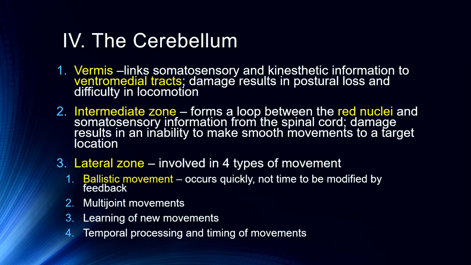Multi-joint movements, so, grasping things, your hands, that sort of thing. Learning of new movements. We'll get into that when we start talking about implicit memory. And then finally, temporal processing and timing of movements. So trying to catch a moving ball, for example, requires a great deal of temporal processing and timing of movements to make sure that you catch that at the right moment. So that's the lateral zone.